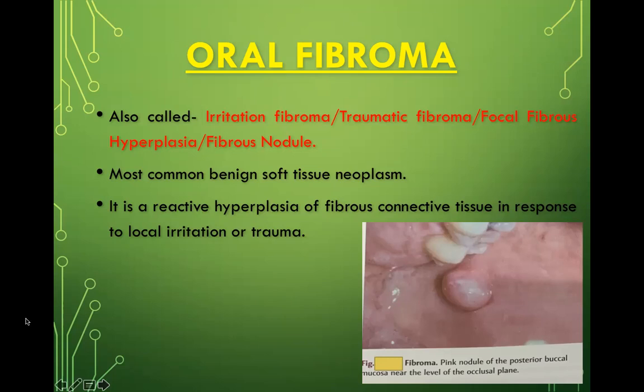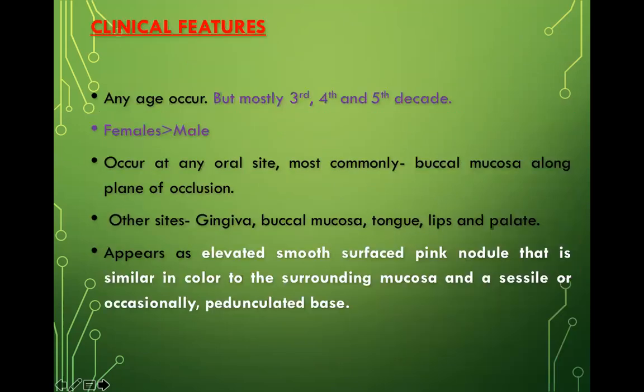So we can see a picture which shows a pink nodule of posterior buccal mucosa near the level of the occlusion plane. It's present over here. Clinical features. It occurs at any age, but mostly in the third, fourth, and fifth decade of life. Females are affected more. It can occur at any oral site, but most commonly buccal mucosa along the plane of occlusion. Other sites are gingiva, tongue, lips, and palate.